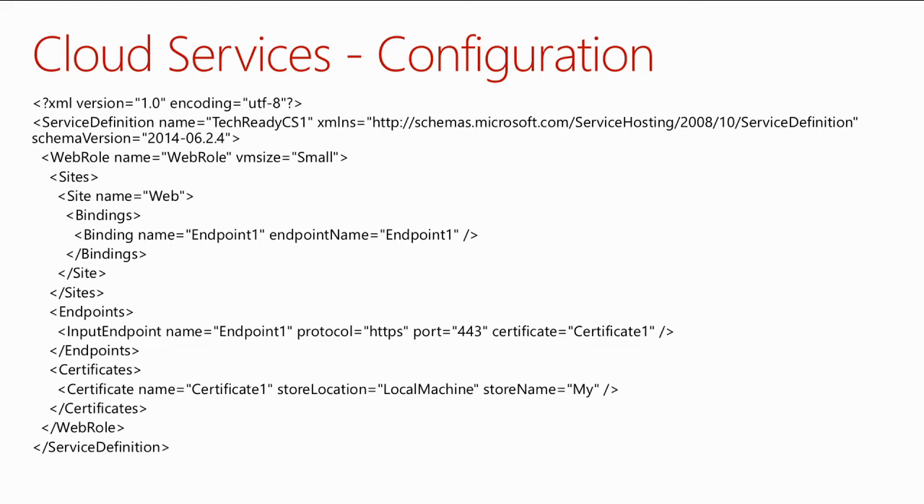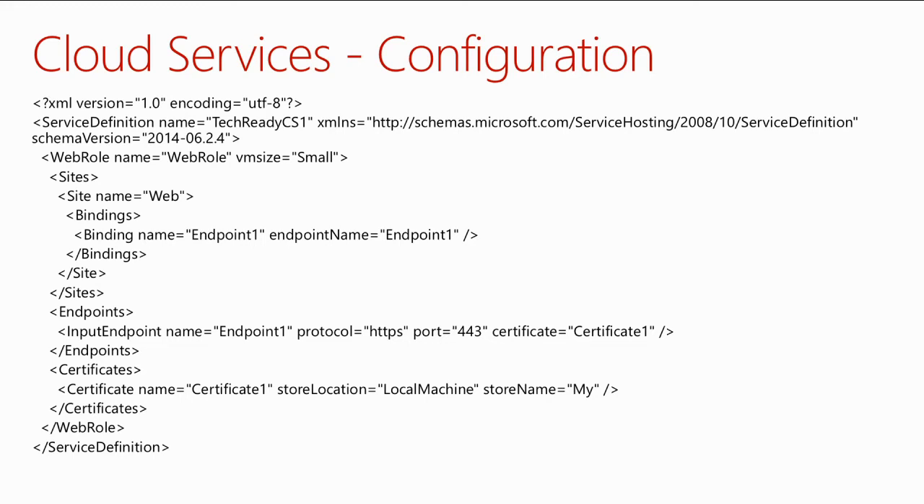So we have a web role here that has a name, and it has a VM size of small. That means it's going to be an A1. So we have the different SKUs out there. We have A0 through A9, and we have our bigger SKUs. But they correlate to extra small, small, medium, large, extra large.